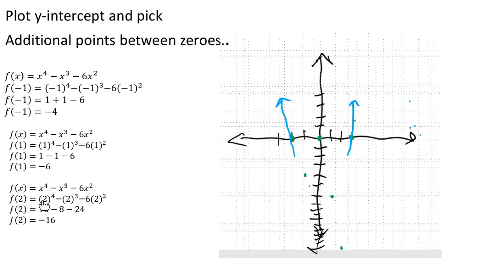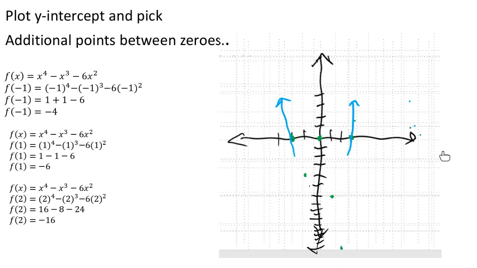And then for 2, 2 to the 4th, 16. 2 cubed is 8 times the negative, -8. And 2 times 2 is 4, times -6 is -24. So I'm at -16. And I kind of squeezed it in here, but -2 gives me -16. I'm sorry, +2 gives me -16.